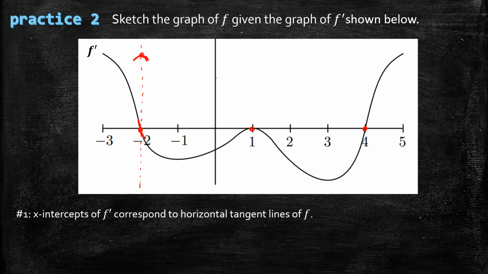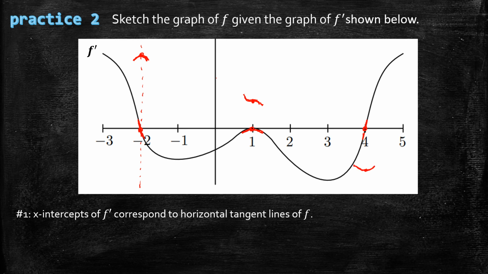Okay, at x equals 1, f prime is negative and remains negative on either side. So here we have a little saddle point, right? It doesn't have to be perfect, just a little sketch so that we can connect the dots when we're ready. And at x equals 4, f prime is going from negative to positive, so we have a local min here.